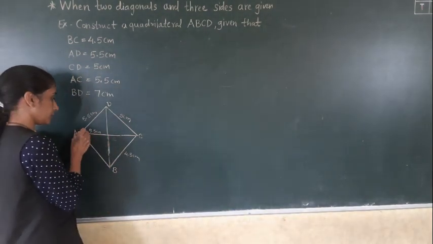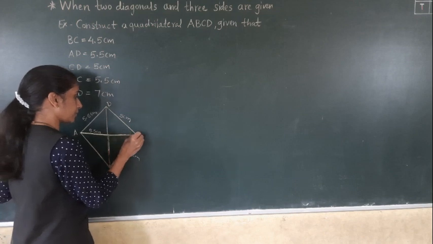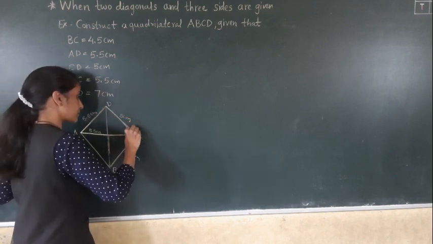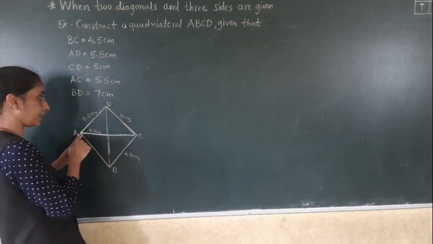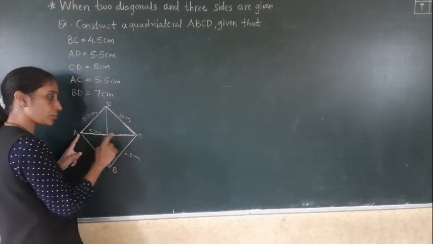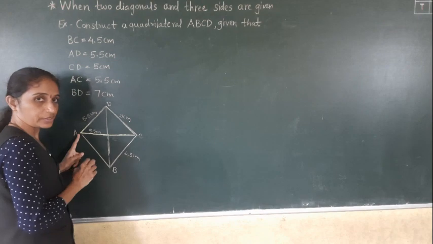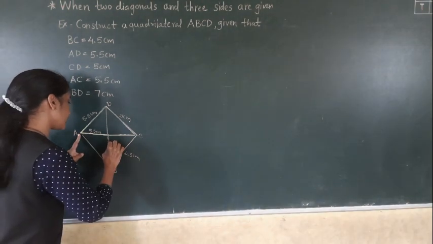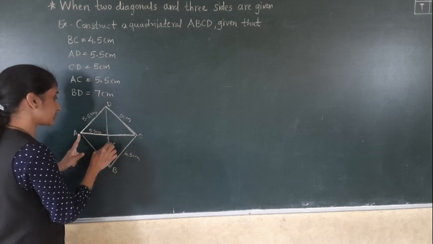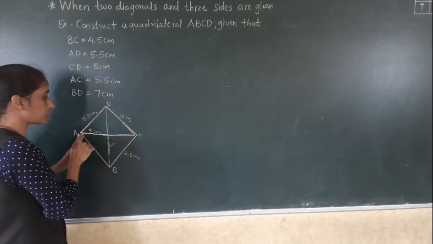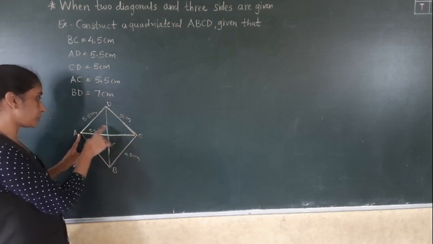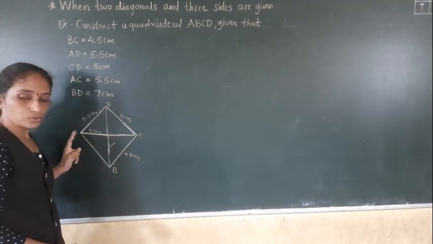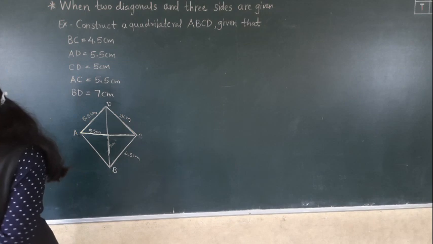See, this triangle we can construct or not? Yes, this triangle we can construct. Triangle ADC, because we know the length of AC. AC is given 5.5 centimeter. AD we know and CD we know. Okay, so now let's construct.